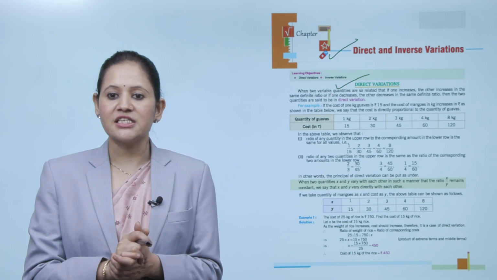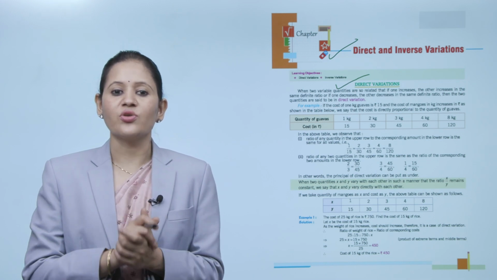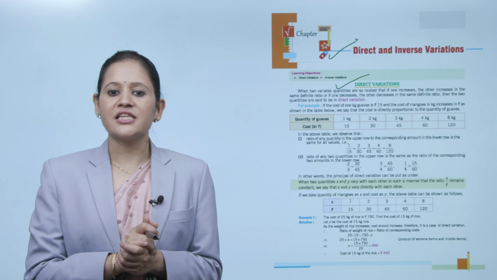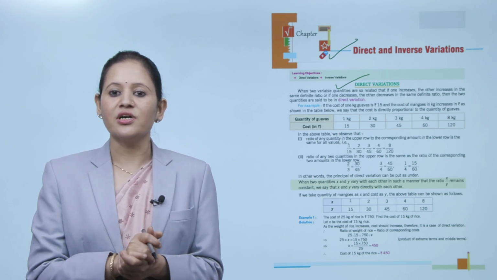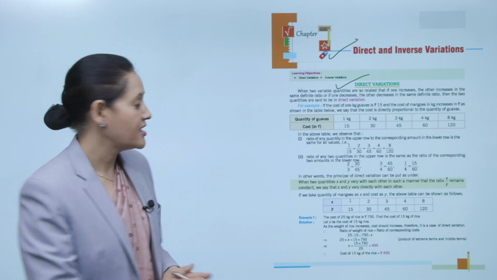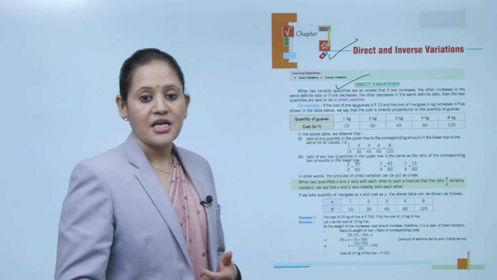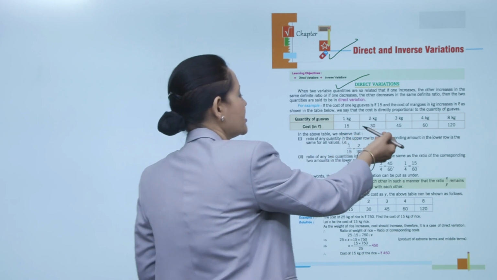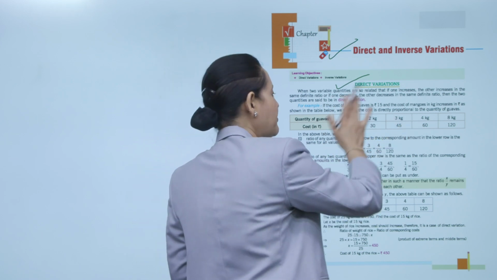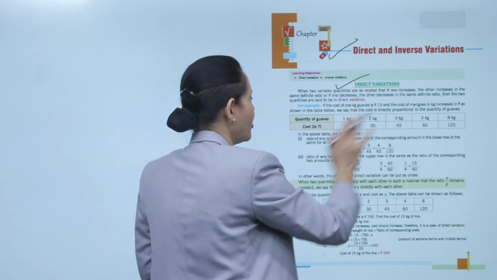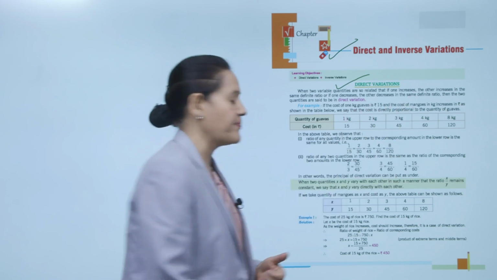For example, if the cost of 1 kg guava is rupees 15, and the quantity of mangoes in kg increases, the cost in rupees increases as shown in the table below, we say that the cost is directly proportional to the quantity of guavas. Quantity of guavas 1 kg, then cost 15. Now the quantity increased to 2 kg, so the cost also increased to 30. In the same proportion, the quantity is increasing and the cost is increasing.